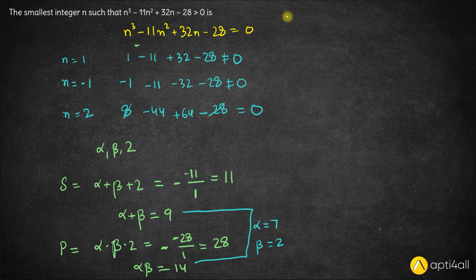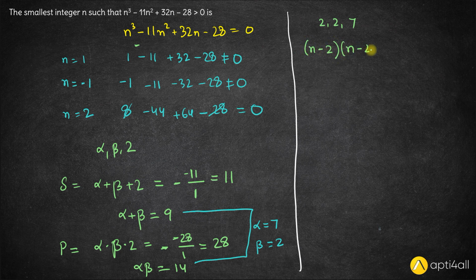So the roots are 2, 2, 7. This whole expression can be written as n minus the first root into n minus the second root into n minus the third root, right? This whole expression can be factorized like this. We have seen this in the quadratic equations class, how you can factorize if roots are given, and the value of this expression should be greater than 0. So the critical points here are 2 and 7, or in fact since we have n minus 2 into n minus 2, we have n minus 2 whole square into n minus 7 is greater than 0.